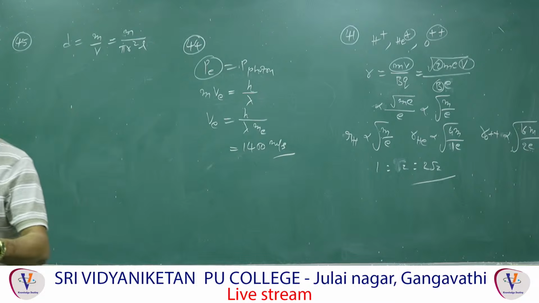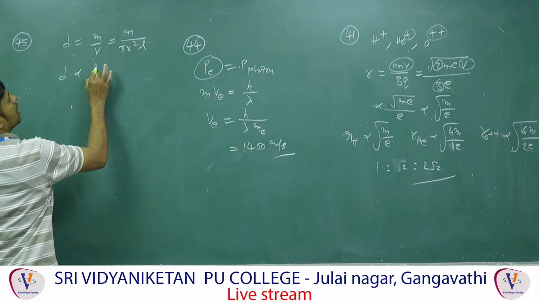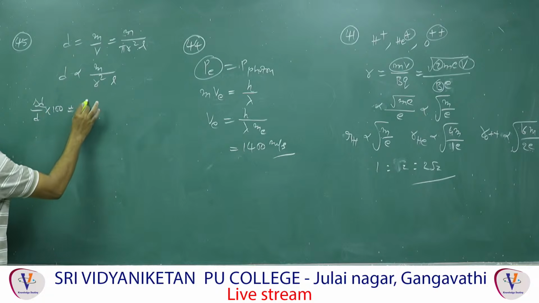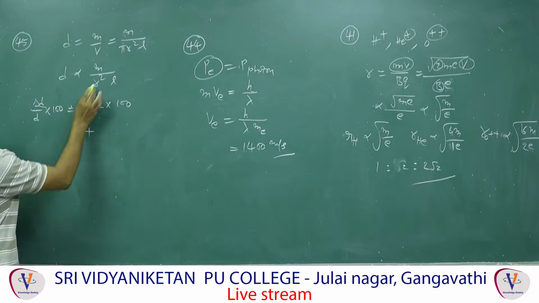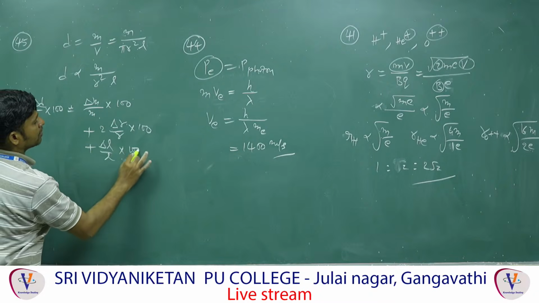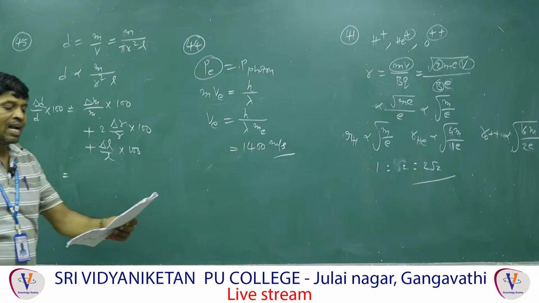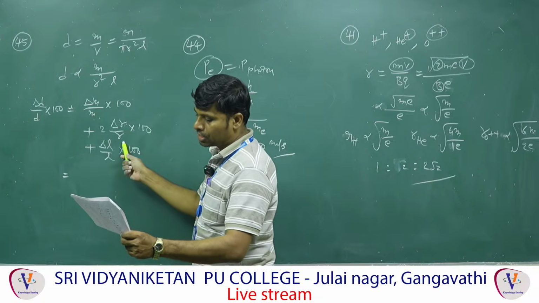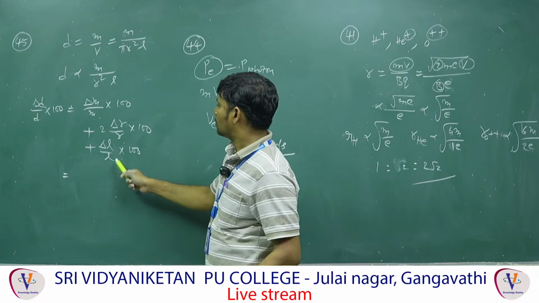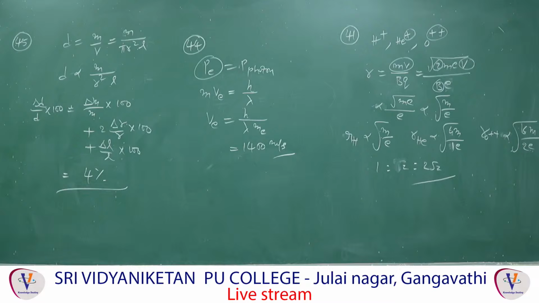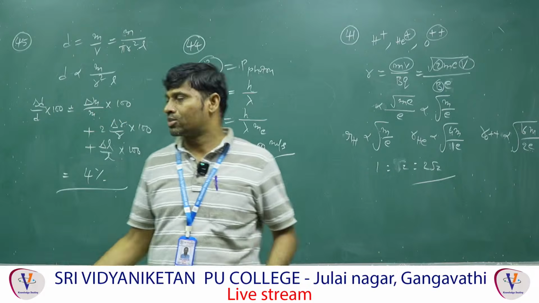But it is asking for the percentage of error in density. Density is proportional to m over r square L. So delta d by d into 100 is equal to delta m by m into 100, plus 2 into delta r by r into 100, plus delta L by L into 100. The values are 0.003 by 0.3, 0.005 by 0.5, and 0.06 by 6. Substituting these values, we get 4%. This is the percentage of error in density. This is a previous year question, from 2022 or 23.